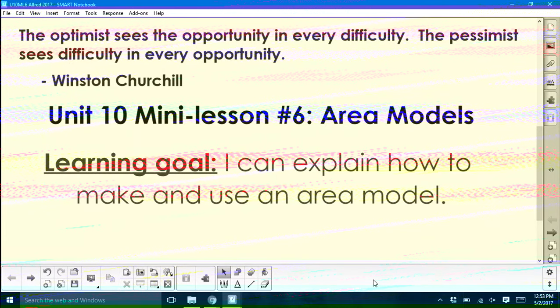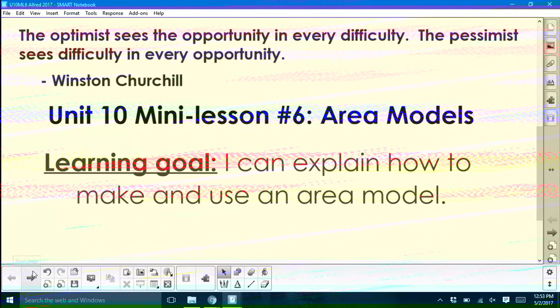Okay. Before we begin, I just want to remind you of my quote of the week from our good friend Winston Churchill. He once said, "The optimist sees the opportunity in every difficulty, while the pessimist only sees difficulty in every opportunity." Try to take that to heart today as we work through this mini lesson. Sometimes it might be challenging and difficult for you, but if you see them as opportunities, rather than difficult math problems, I think you might find light at the end of the tunnel.